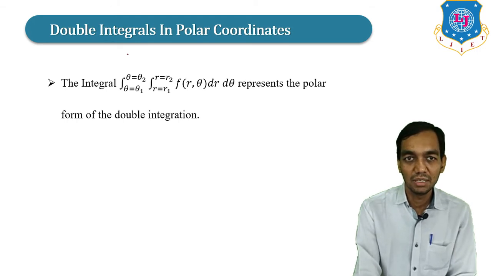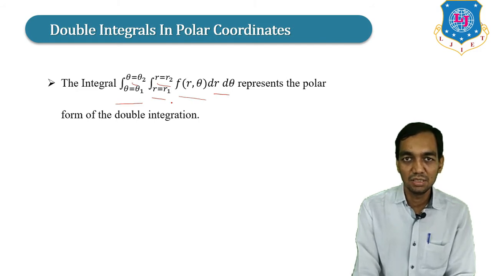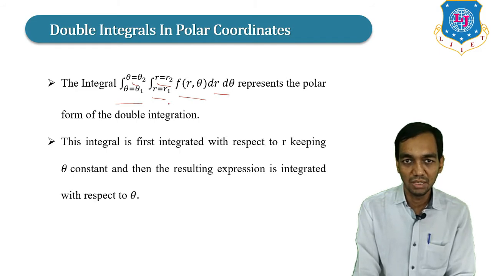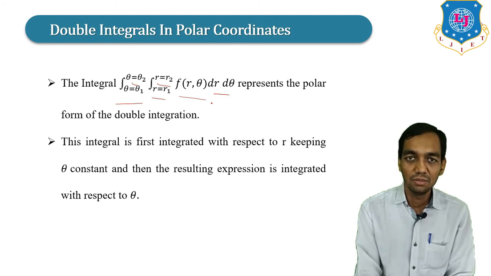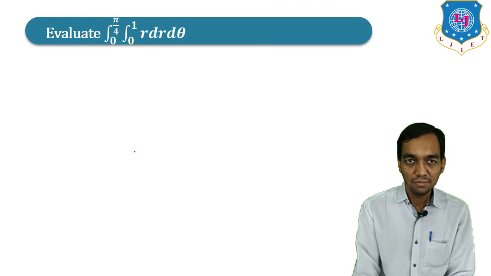See, your double integration of the form integration from theta 1 to theta 2 and integration from r1 to r2 of f of r theta dr d theta. This representation is called the polar form of a double integration. Here first you are integrating with respect to r and secondly you are going to integrate with respect to theta. Whenever you are integrating with respect to r, in that case you have to keep theta as a constant and then you have to integrate with respect to theta.